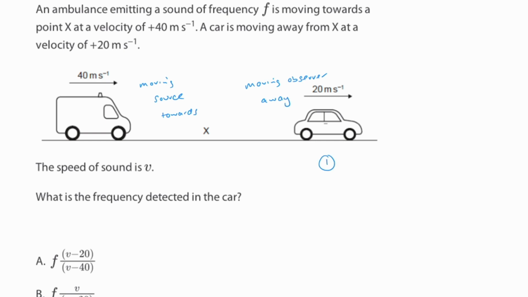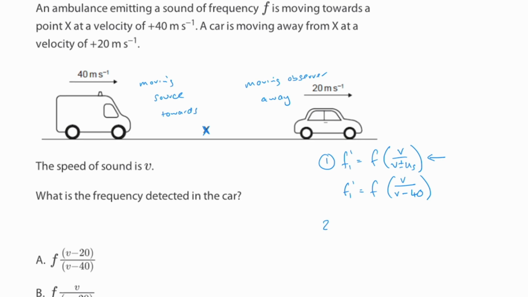So let's do number 1. F1 dashed is equal to, now we've done the moving source equation, which is f v over v plus or minus us. We have to decide whether it's plus or minus. In this case, at x, we expect the frequency to have increased. So our f1 dash, if it's to increase, then this has to become a factor greater than 1. So it has to be minus. So v minus 40. That's our first Doppler shift.